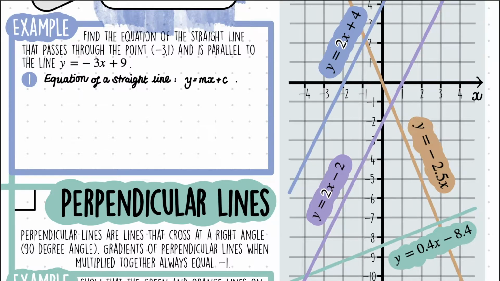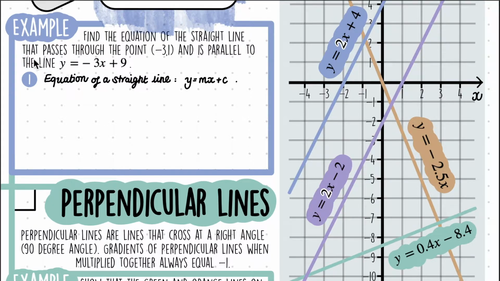So there we go. The equation of a straight line is y is equal to mx plus c, where m is the gradient and c is the y-intercept. Right, what does the question tell us? It tells us that this line that we're trying to find passes through this point here and is parallel to this line here. What I like to do first is find the gradient, i.e.